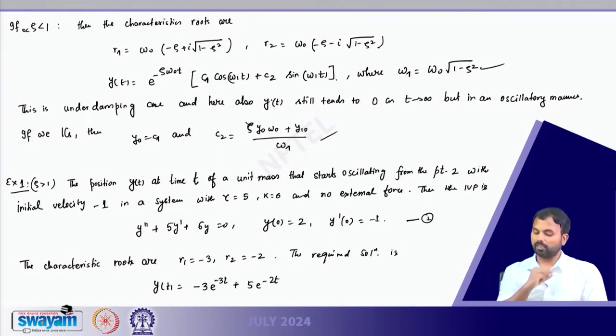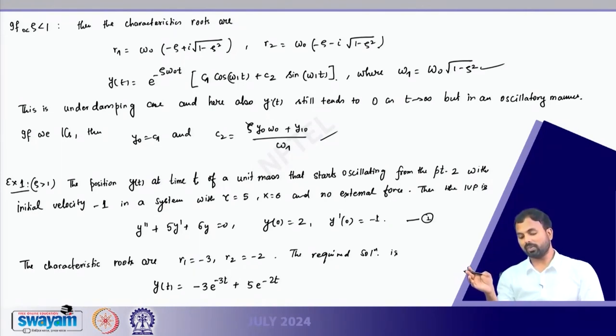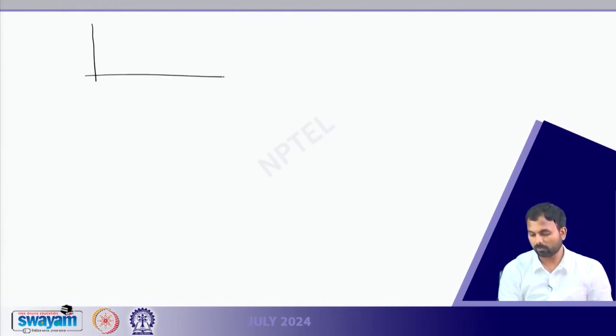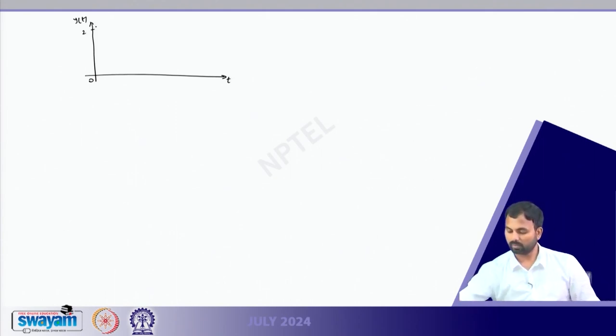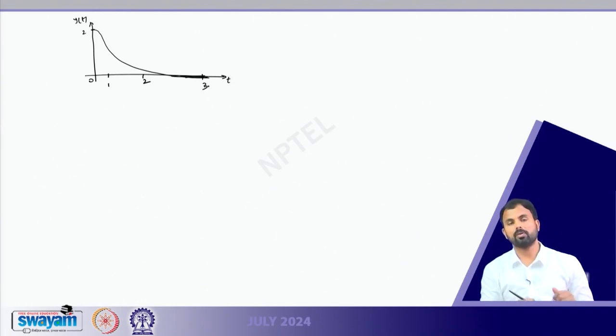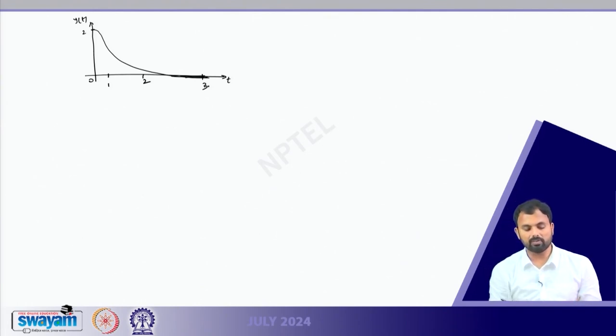So, here basically we have a system where, as t tends to infinity, this y(t) immediately goes to 0. If you plot the graph, it will look something like this. This is y(t). It starts from 2 when t is 0, and then it immediately goes to 0, not negative, but 0. It should not go negative. So, this is the example of overdamping, where zeta is greater than 1.